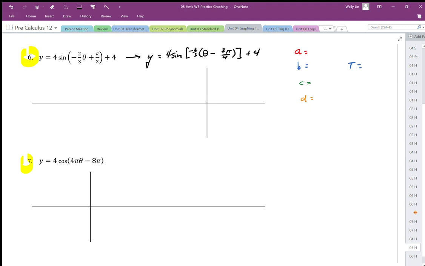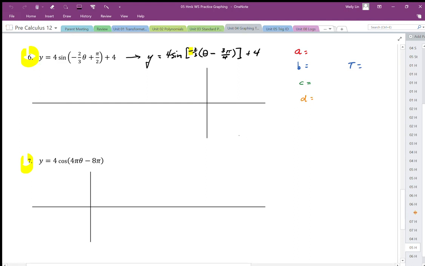To graph number 6, the first thing we're going to do is recognize that this is in the unfactored form. So we're going to first factor the b coefficient out, which is negative 2 over 3. And that allows us to get our a, b, our period, c, and d. Now one thing to note is that because that b value is negative, we want to make sure that we understand how to draw this.